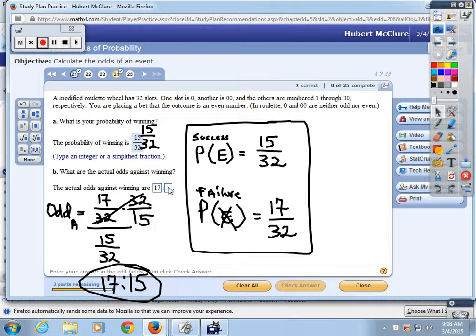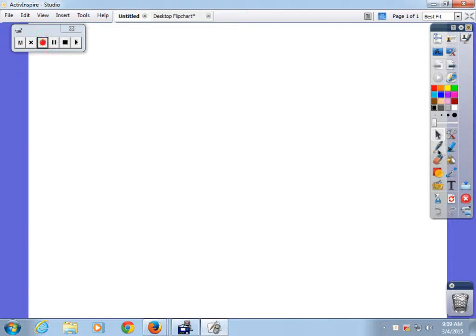Now this is one of those questions that I ask students that have been in probability before, and most of them can't answer the question. What does that mean, 17 to 15? I'm going to give you a quick example, and hopefully you won't forget it. We're going to take a little side step here. You don't have to write this down, because I want you to just watch. Just listen. Let's say that I give you a recipe.